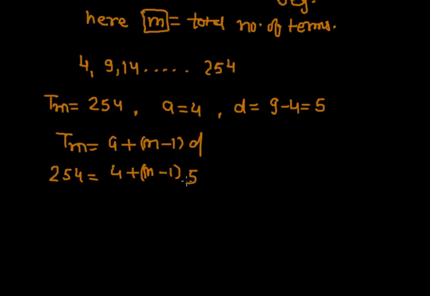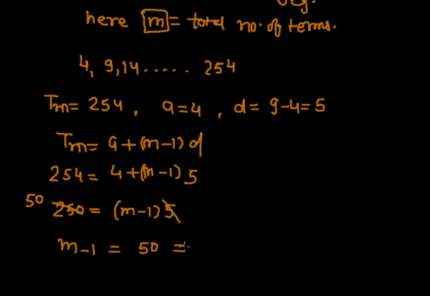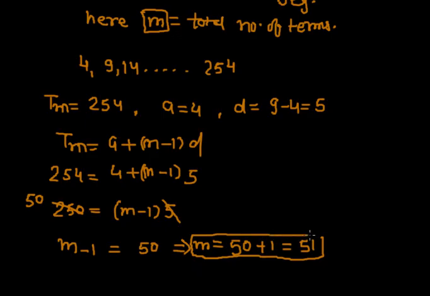d is what? 5. If I shift this 4 from the right hand side to the left hand side, the resultant would be 250 is equal to m minus 1 into 5. This 5 will cancel out 250 and there would be 50. So the equation would become m minus 1 is equal to 50. That means m is equal to what? Total number of terms is equal to 50 plus 1, which is equal to 51. So we have the total number of terms, 51.